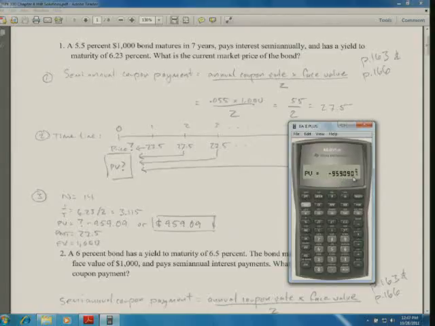So the way to interpret that is the current market price of the bond. That's what we should be willing to pay. We should be willing to pay the $959.09 in order to receive this future flow of cash, these future cash streams, the $27.50 every 6 months, and then finally the $1,000 at the end of 7 years.